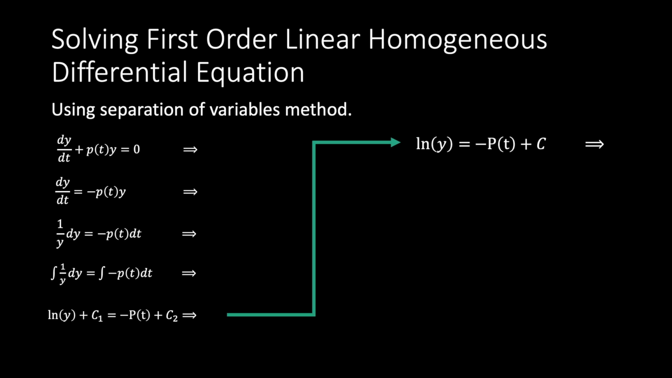Then exponentiate both sides to get y alone. Finally, we can denote the exponential of c as another constant, and it's typically denoted as A.